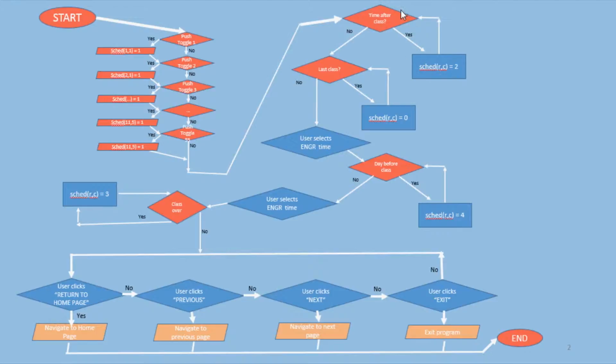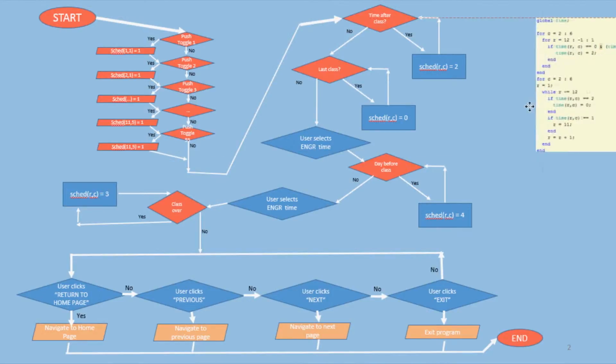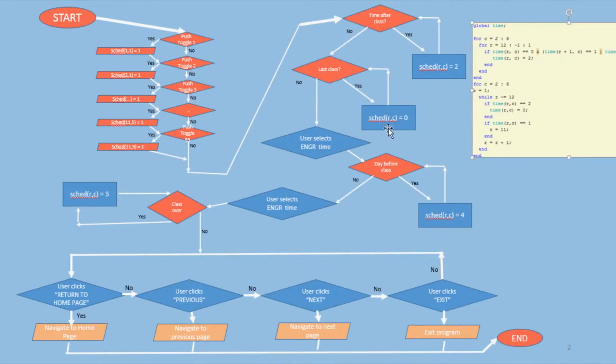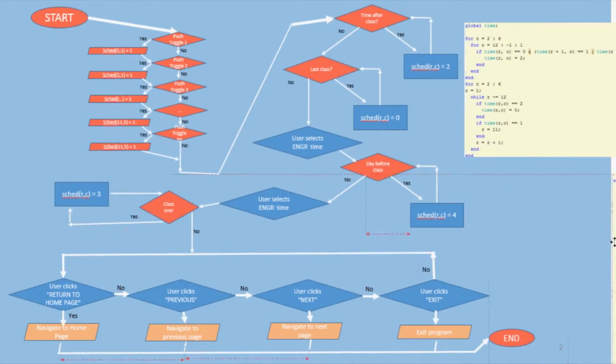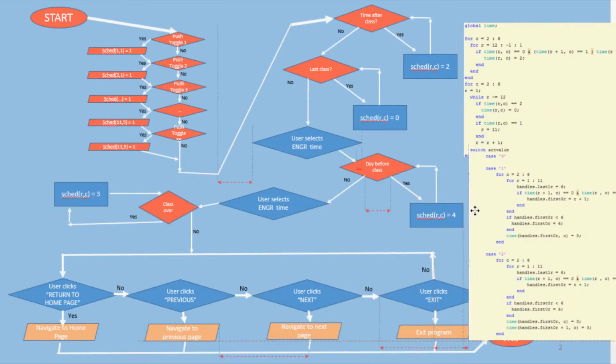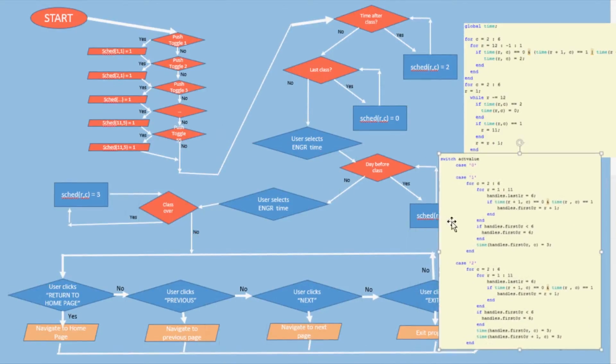A similar loop runs afterwards to remove the study time after the last class. Next, the user selects the day they have engineering class. A loop then sets hours on the day before to 4, representing team meeting. Finally, a loop sets hours after class is over to 3, for time the user selects to save for activities. Then the user can navigate to the next screen using the push buttons.